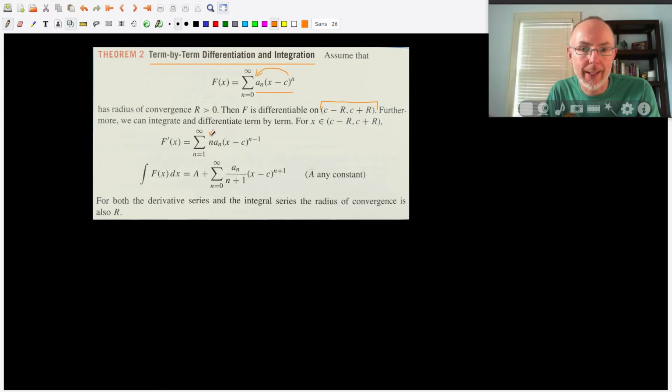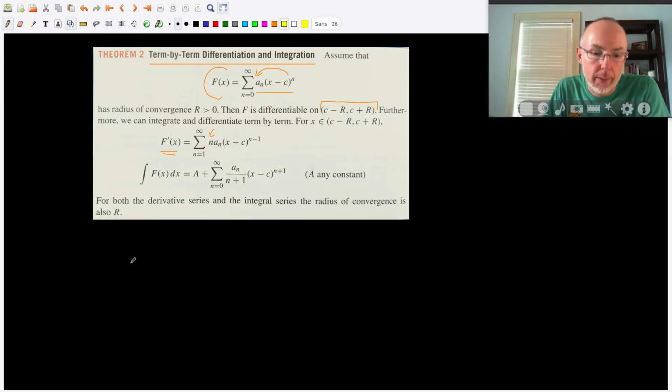Look, it brings the n down and reduces the power by 1. And that's going to do it on every term, and that's going to give us the derivative of the power series. But that derivative of the power series, the thing on the right here, is going to be equal to the function on the left, the derivative of the function. And similarly, you can integrate term by term.